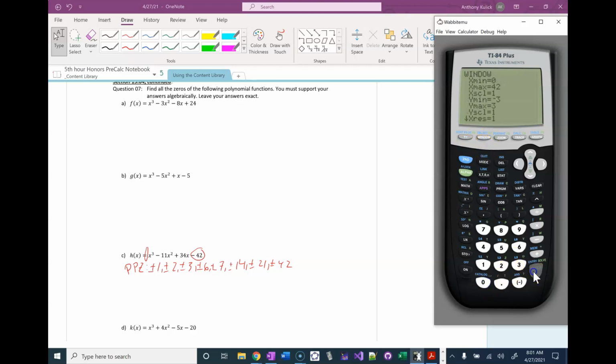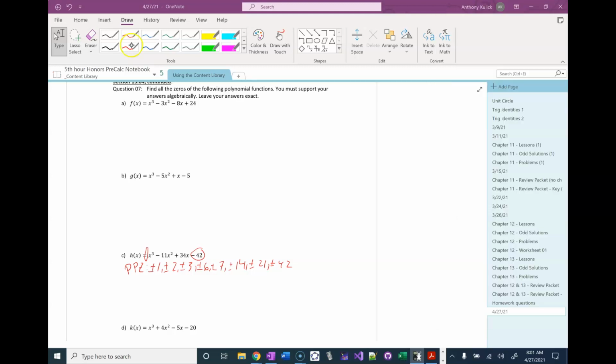So let's just go 0 to 14. It certainly looked like it was in between there somewhere. And take a second look at this. So 1, 2, 3, 4, 5, 6, 7 is what it looks like. And 7 is on my list, so let's go ahead and do our synthetic division.